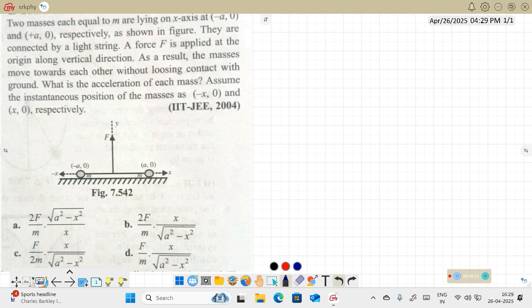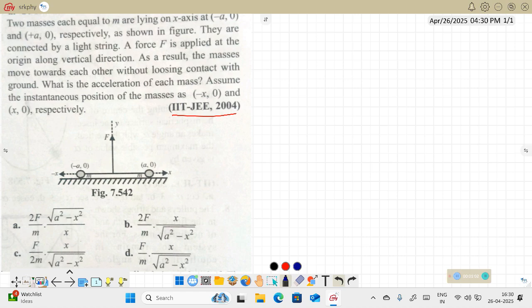Two masses each of mass m lie on the x-axis at positions minus a comma 0 and plus a comma 0 respectively, as shown in the figure. They are connected by a light string, and a force is applied at the origin along the vertical direction. As a result, the masses move towards each other without losing contact with the ground. What is the acceleration of each mass? Assume the instantaneous position of the masses as minus x comma 0 and x comma 0. This is the question given in IITG 2004, which we will discuss now.